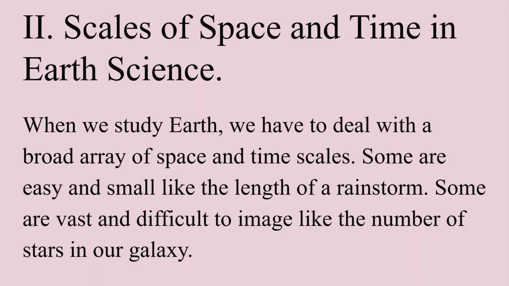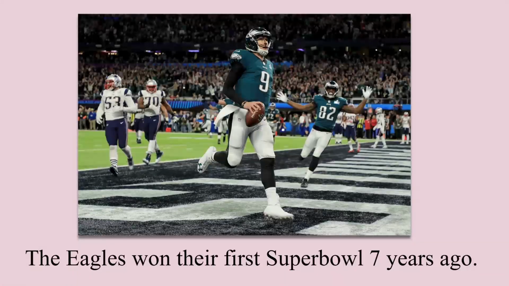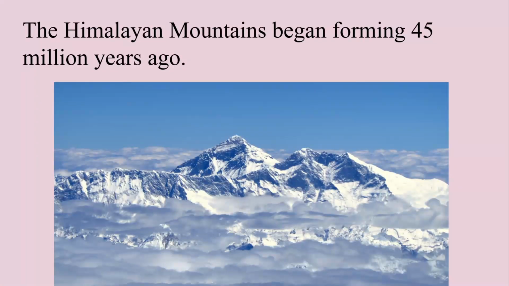All right, so scales of space and time in earth science. When we study the earth, we have to deal with a broad array of space and time scales. Some are easy and small, like the length of a rainstorm. Some are vast and difficult to imagine, like the number of stars in our galaxy. For example, the Eagles won their first Super Bowl 7 years ago. It's 2025. That was in 2018 when that game happened. The Himalayan mountains began forming 45 million years ago. So that's a huge discrepancy in time. One is enormous, one is just a few years.